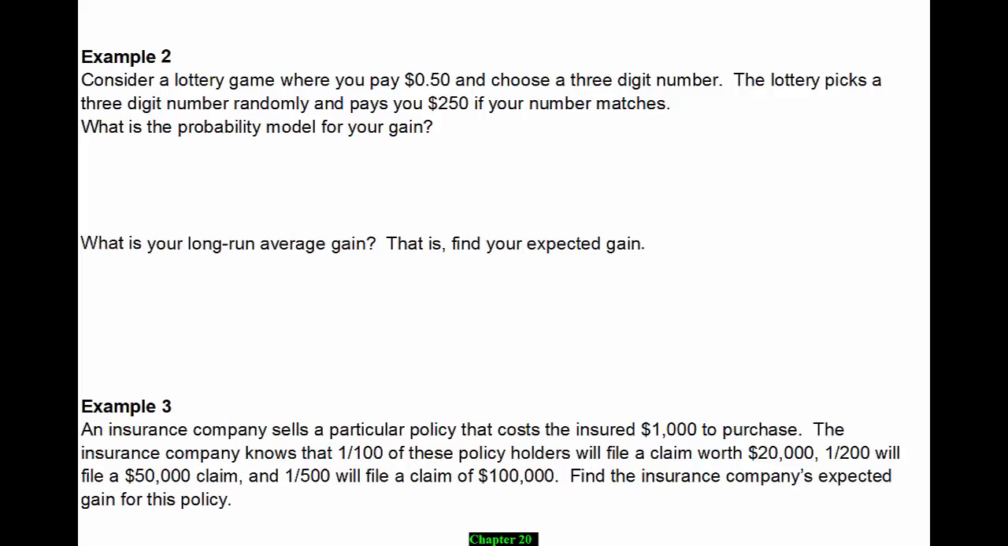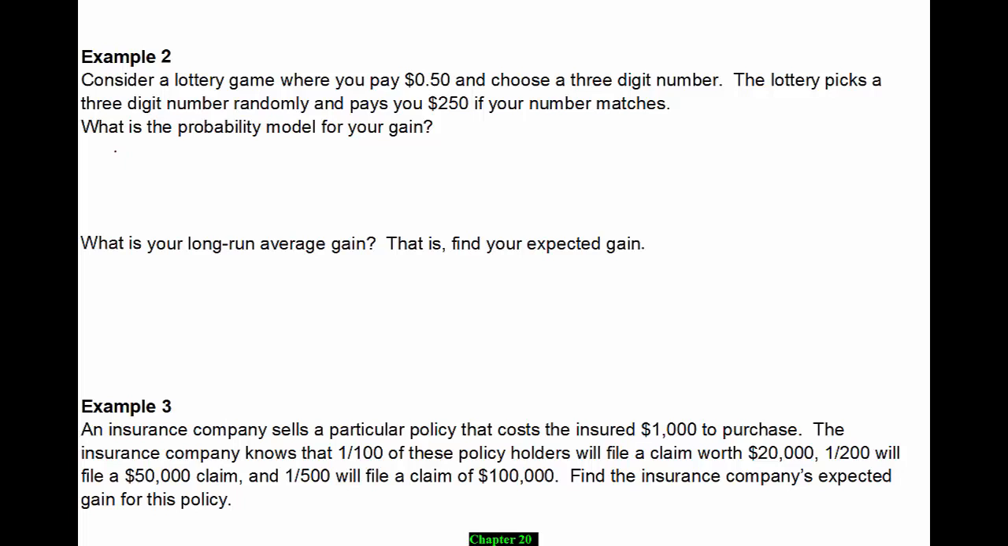Our next example of computing an expected value is a lottery game again, and this time you pay 50 cents for your ticket and you choose a 3-digit number. The lottery picks a 3-digit number randomly and pays you $250 if your number matches. First, we're going to write down the probability model for your gain.